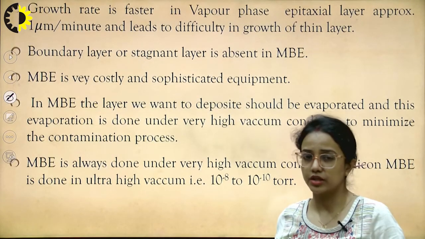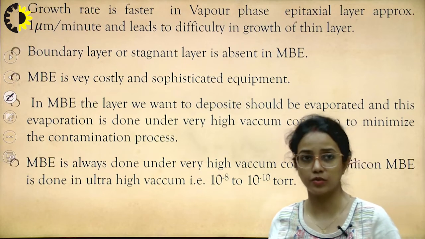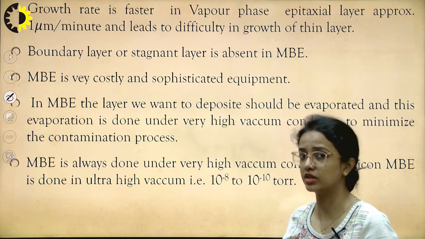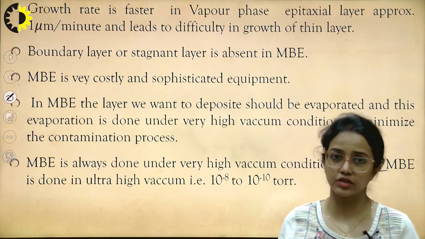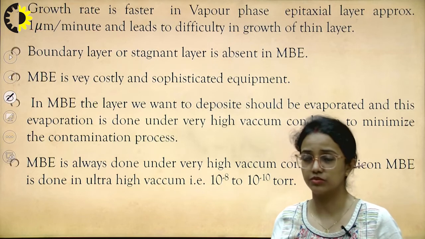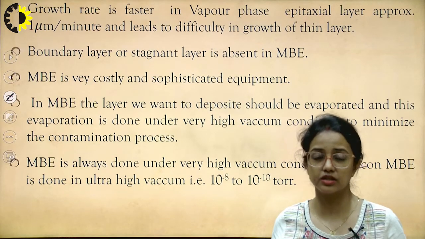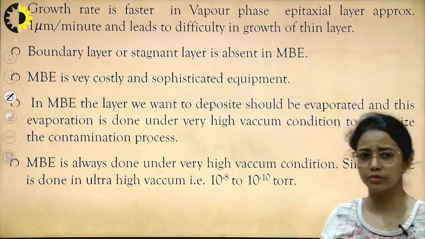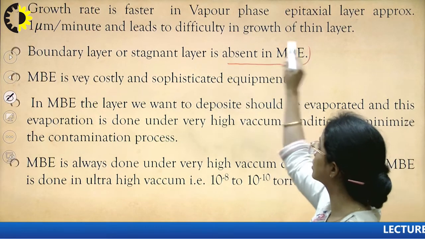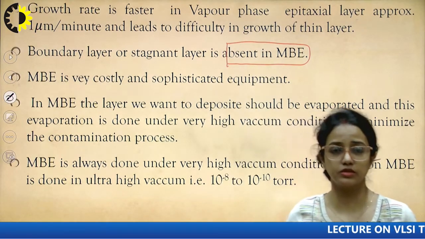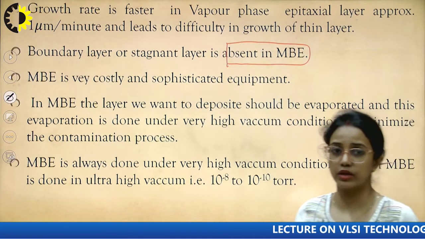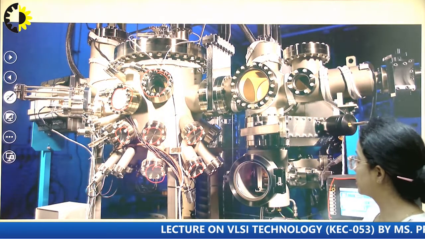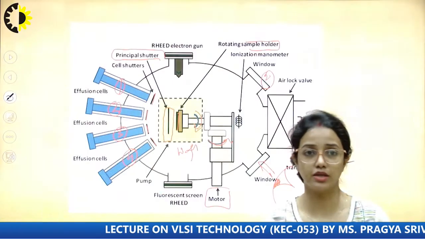Growth rate is faster in vapor phase epitaxial layer, approximately 1 micron per minute. It leads to difficulty in growth of the thin layer. Now, the boundary layer or stagnant layer, which we have studied, is an undesired part of the vapor phase epitaxial process. These things are absent in molecular beam epitaxy, so we are out of these troubles. Now, molecular beam epitaxy is very costly and sophisticated equipment. This picture itself depicts how precise and how costly it would have been.